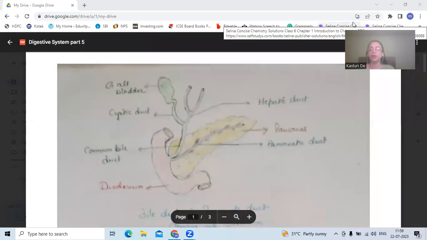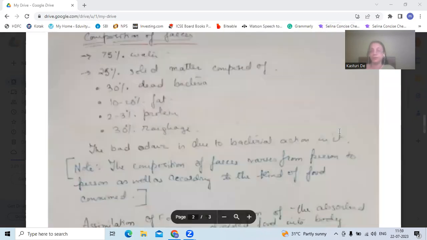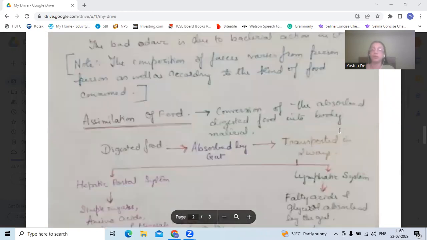Welcome to MouShauk. Today, I'll be discussing the large intestine and the liver. Okay, the liver, the functions and composition. Okay, and assimilation of food also.